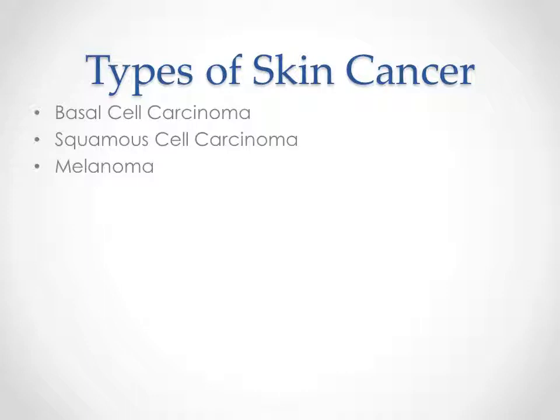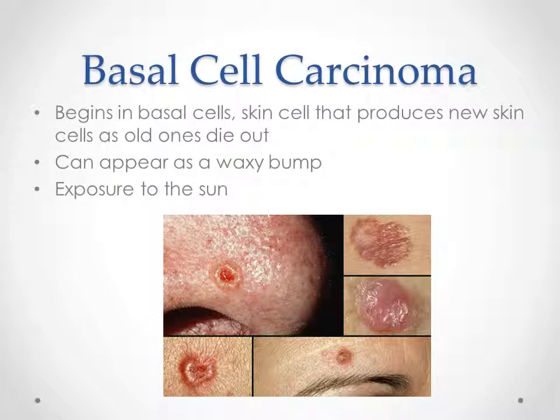So what are the types of skin cancer? Well, there are 3 types: basal cell carcinoma, squamous cell carcinoma, and melanoma. The first one, basal cell carcinoma, is the most common form of skin cancer. It begins in the basal cells, which is a type of cell within the skin that provides new skin cells as old ones die off.